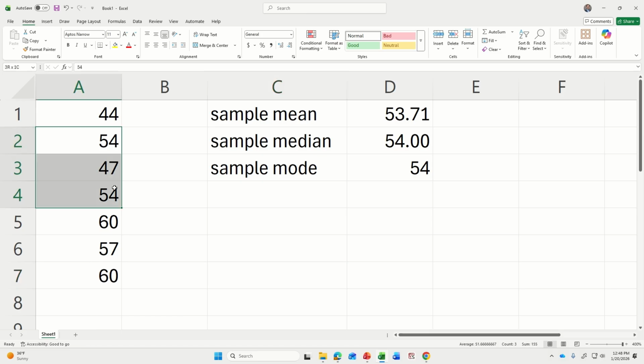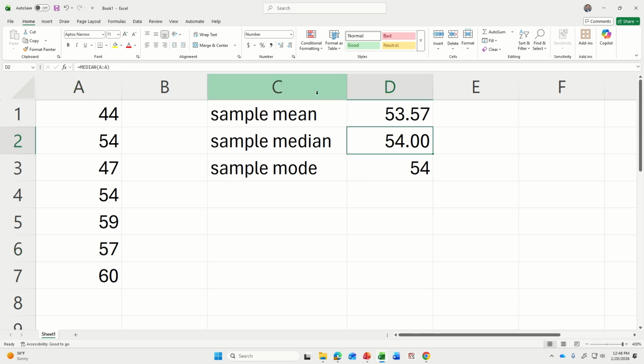That's funny, there's actually two modes that showed up. I've got 54 appearing twice, I've got 60 appearing twice. So let me make this one a 59. That way I've only got one mode. So now my sample mean is 53.57, my sample median is 54, my sample mode is 54.